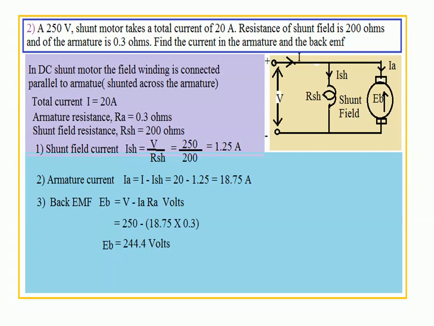After knowing the armature current, move to back EMF. The given motor is a shunt motor, therefore back EMF EB equals V minus IA RA volts. We get around 244 volts.